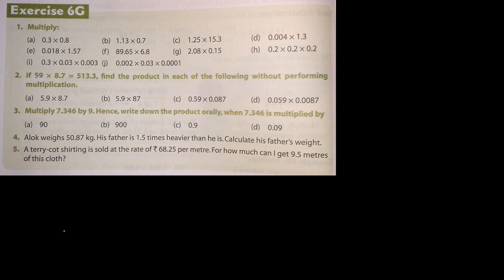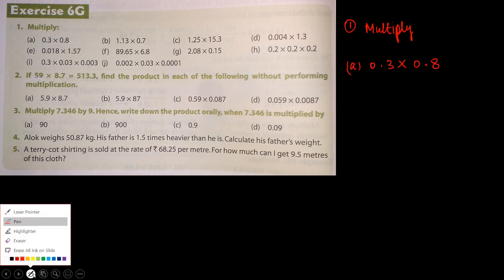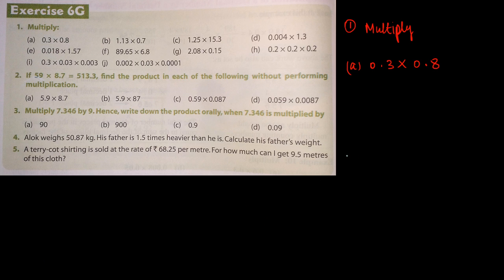So students, this is exercise 6G in front of you. Let me start with question number 1. In question number 1, the question is saying multiply. We have to multiply 0.3 by 0.8. Now students, what do you have to do? You will say that here is a decimal, so it will be very difficult to multiply it. No, it's not very difficult. It's very easy. I will tell you a simple method by which you can do it very easily.